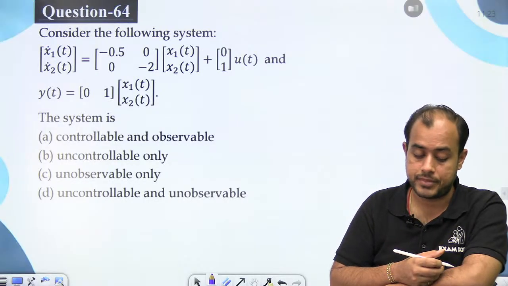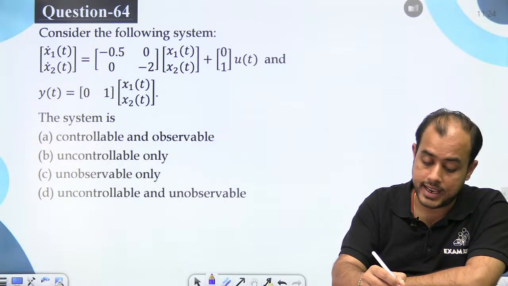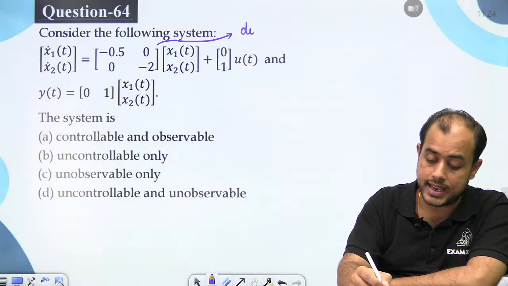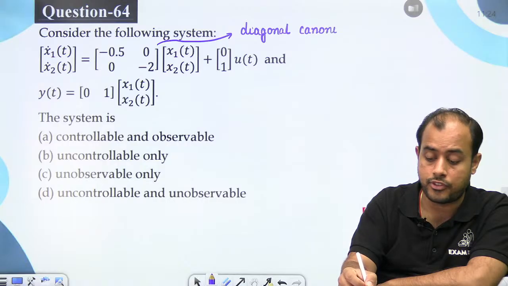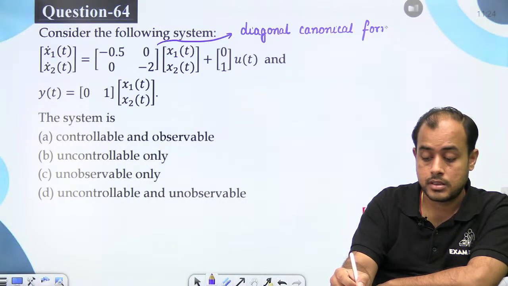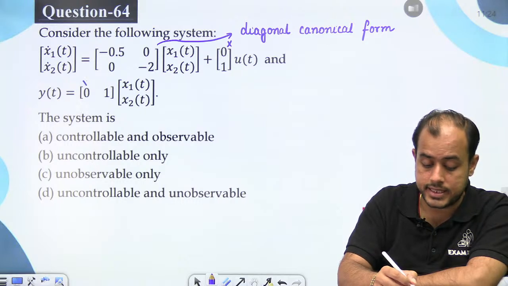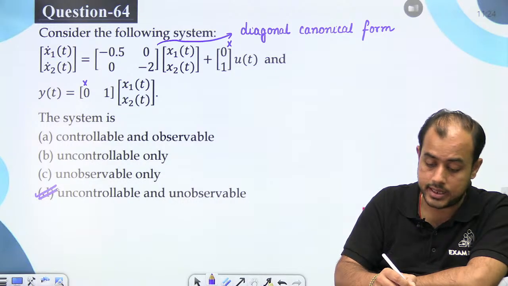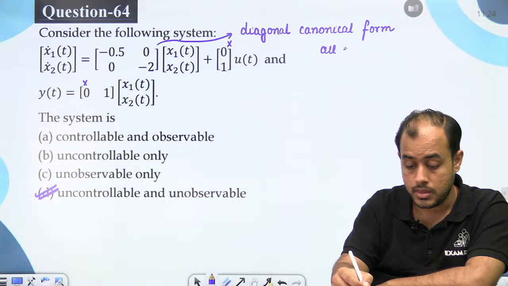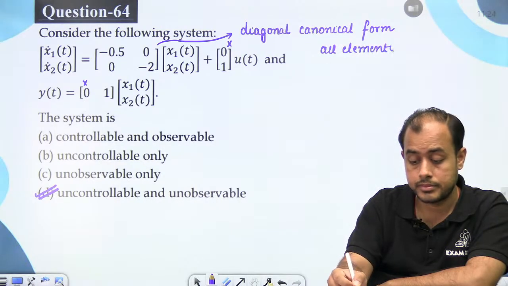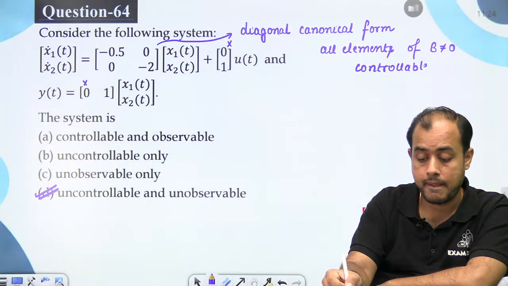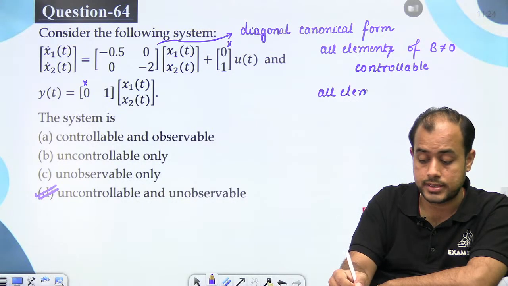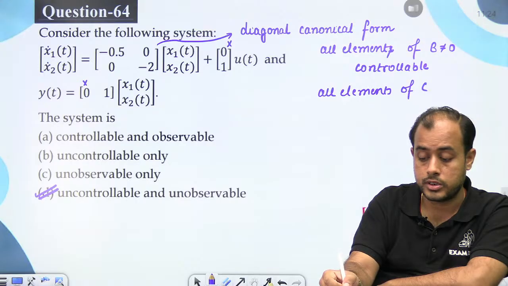ESE 2020. 21. Again beta, this is only diagonal elements are non-zero. Diagonal canonical form. But one element of B is 0, C is 0. So uncontrollable and unobservable. All elements of B non-zero for controllability. All elements of C non-zero for observability.